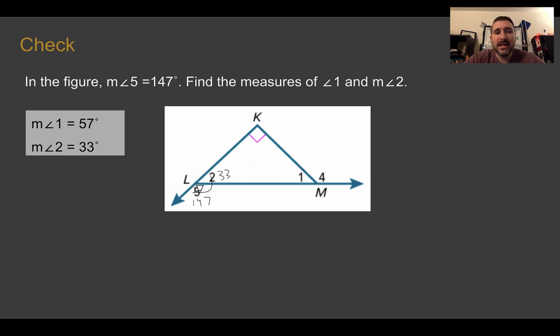Then, instead of doing the exteriors equal to the remote interiors, I'm going to use my interior sum as 180. So this is already 90, which means if I take away 90 and 33, then I am left with 57 degrees for that one. Again, I also could have done my remote. 90 plus 57 is 147. Either way, I get the same answer.